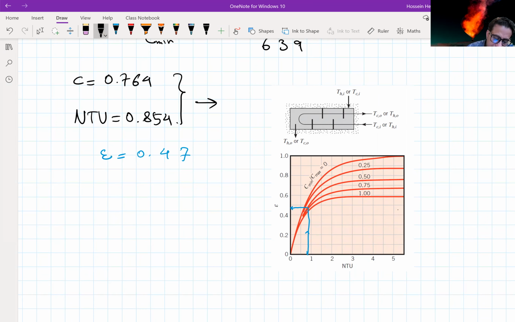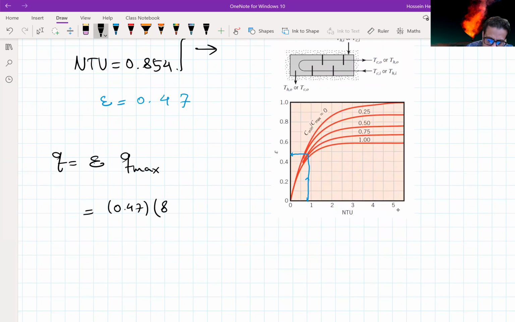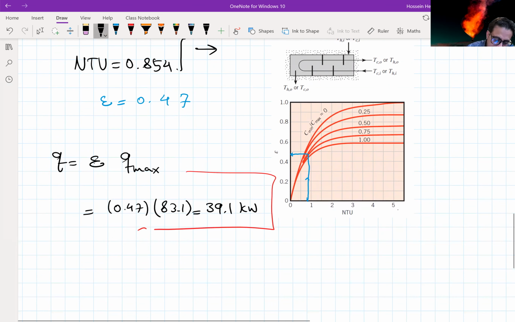So effectiveness from this chart is going to be about 0.47. Now, having this effectiveness, I can find out the heat flow rate, epsilon Q max, which is going to be 0.47 times Q max evaluated before, 83.1 kilowatts. So it's going to be 39.1 kilowatt. So this is going to be the actual heat transfer rate that happens inside this heat exchanger.